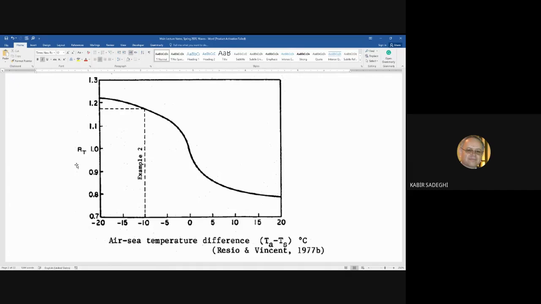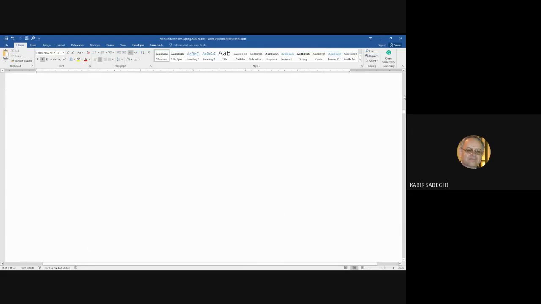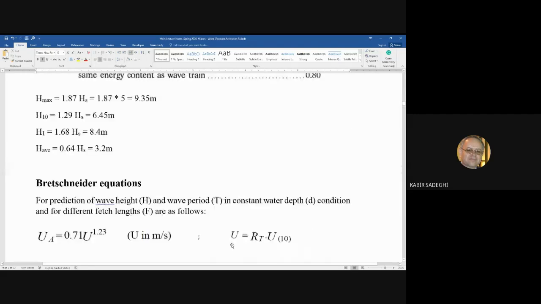I showed you how we apply that. You calculate TA minus TS, go up vertically, and when you arrive at the curve, you go to the left and find the value of RT from the vertical axis. And apply it in the formula when you were calculating, you remember U, when you had U10 and you wanted to calculate U. And then continue to calculate UA.